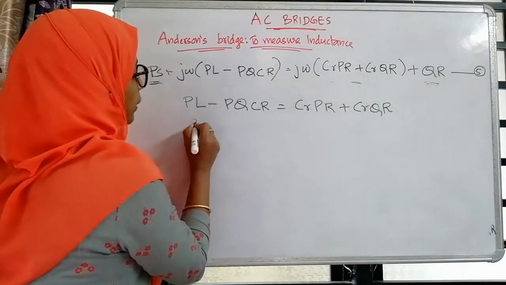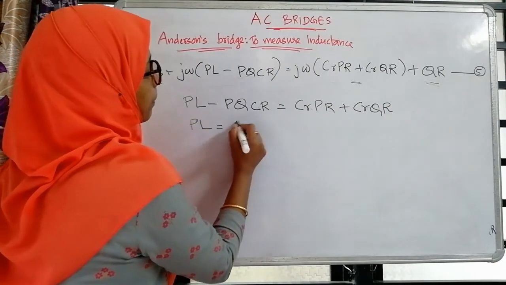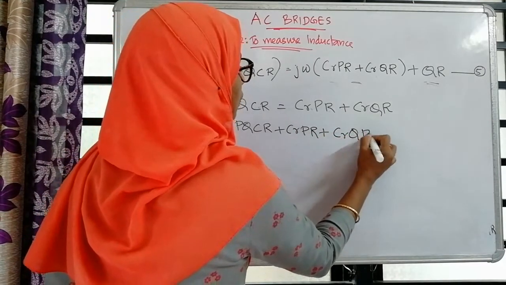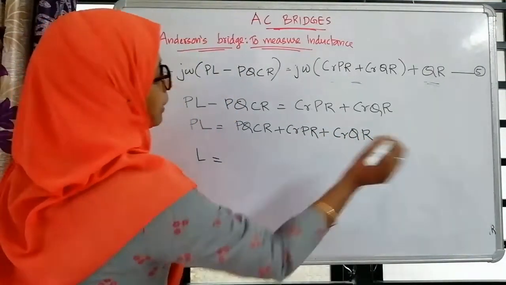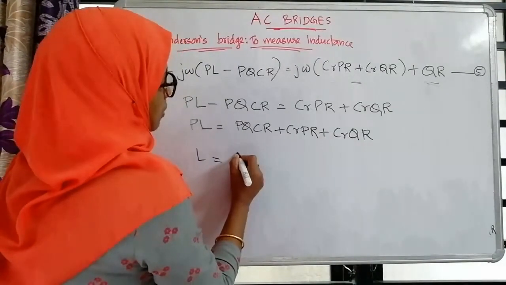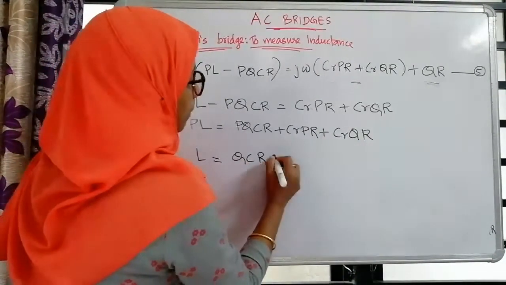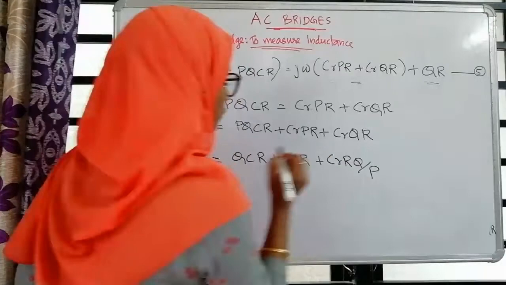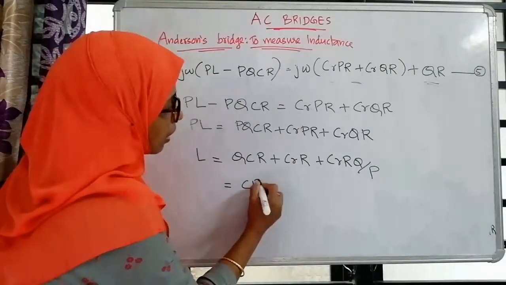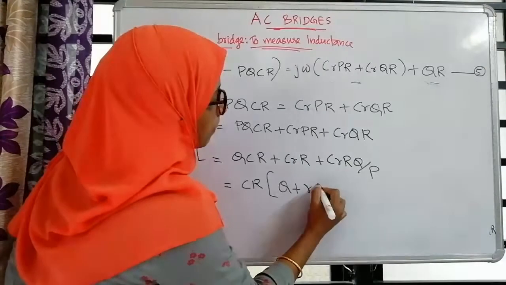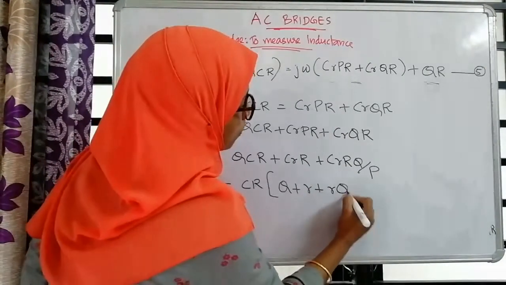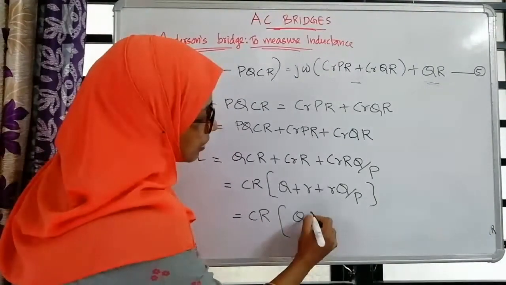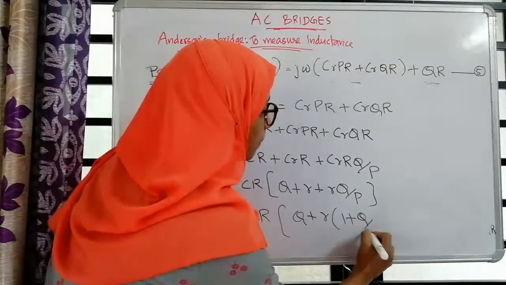Now I'm going to rearrange this as PL only on the LHS and PQCR plus CRPR plus CRQR. From this, L is equal to, dividing by P, the remaining will be QCR plus CRR plus CRRQ by P. That's equal to CR into (Q plus R plus RQ by P). That's equal to CR into (Q plus R) into (1 plus Q by P).